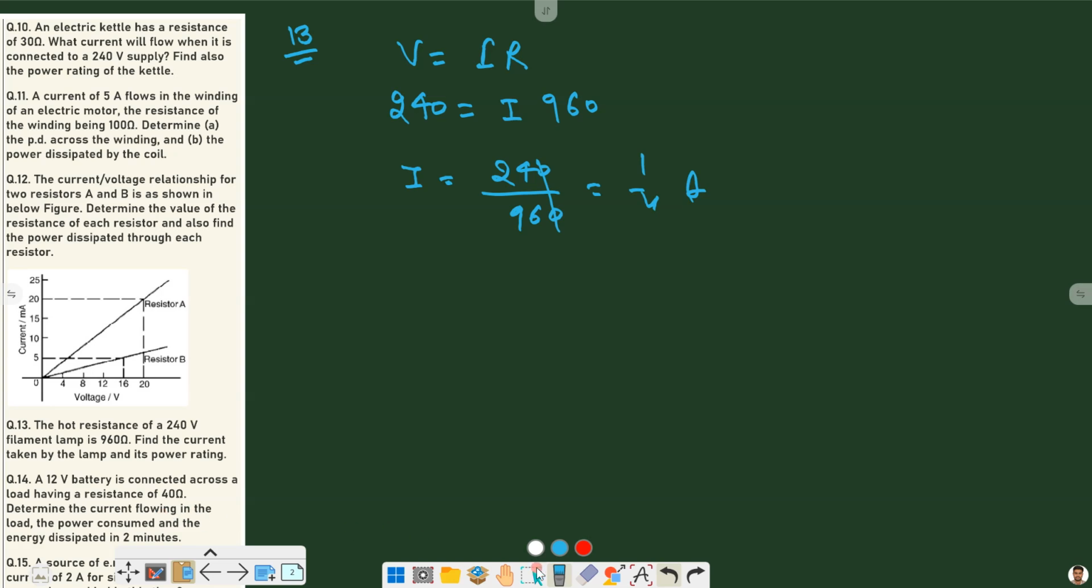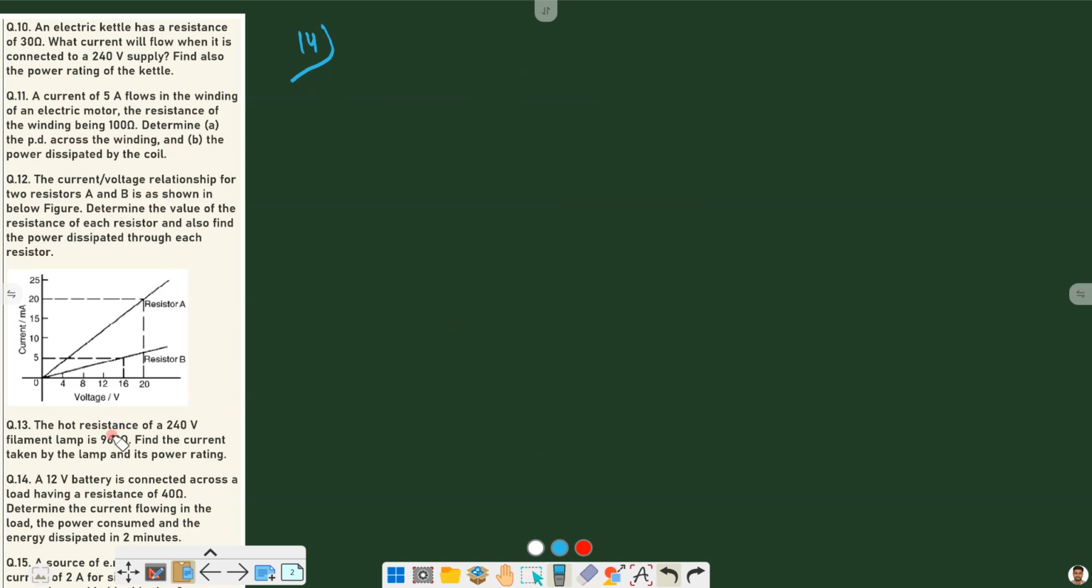Moving to question number 14. A 12 volt battery is given. Load is given 40 ohm. Determine the current flowing in the load and power consumed and the energy dissipated in 2 minutes. So here we have heat and power, both we have to calculate. So first we will draw the circuit. Battery value is 12 volt. Here is load resistance of 40 ohm, and this is a complete circuit.